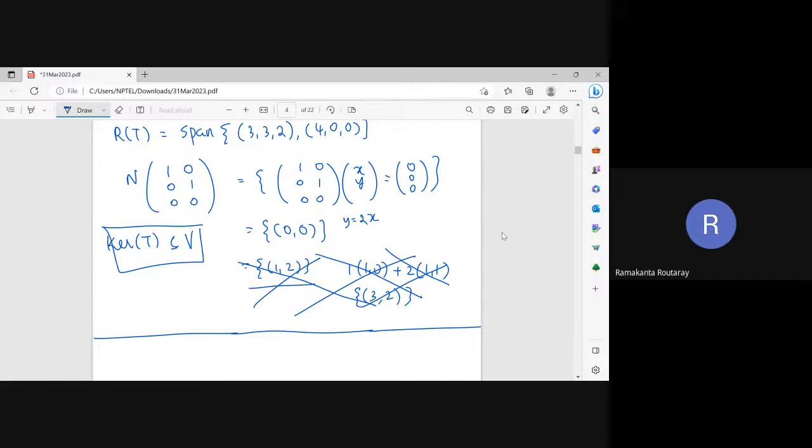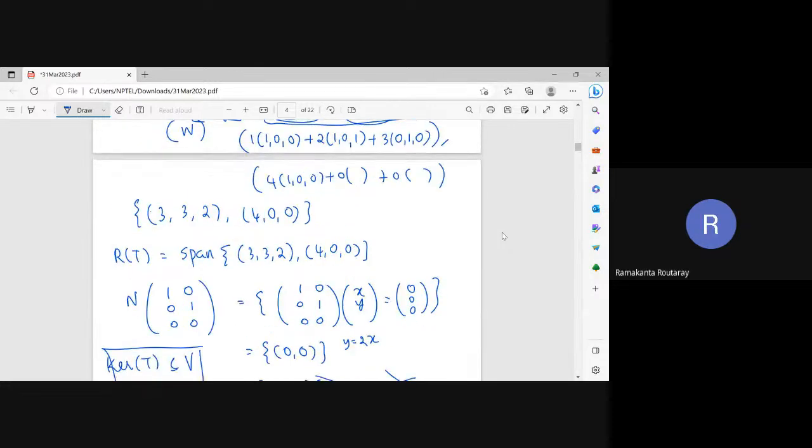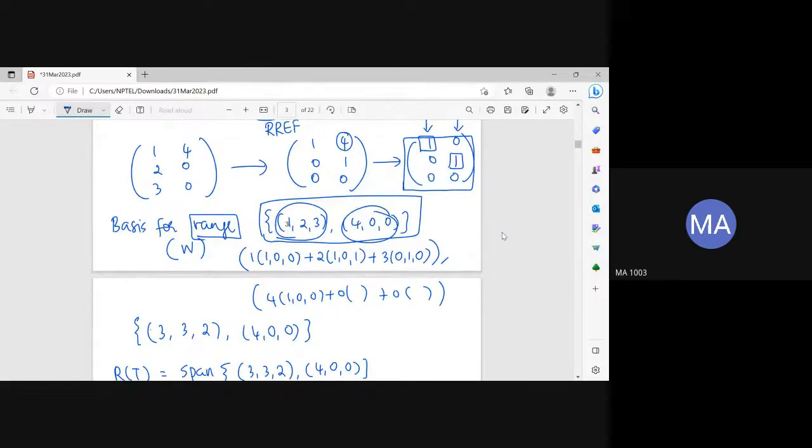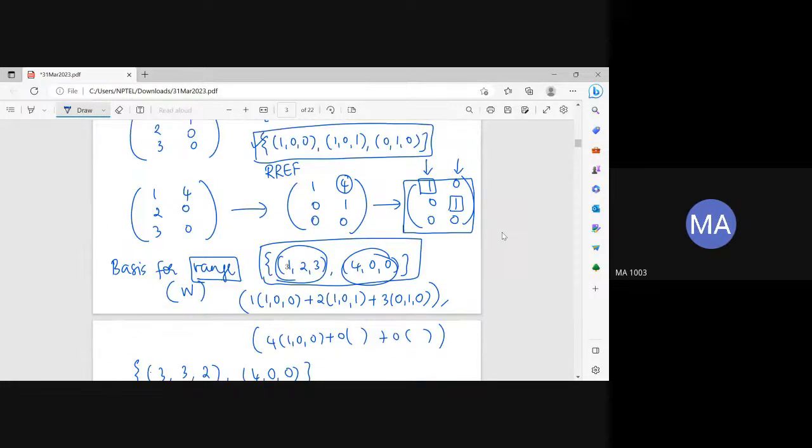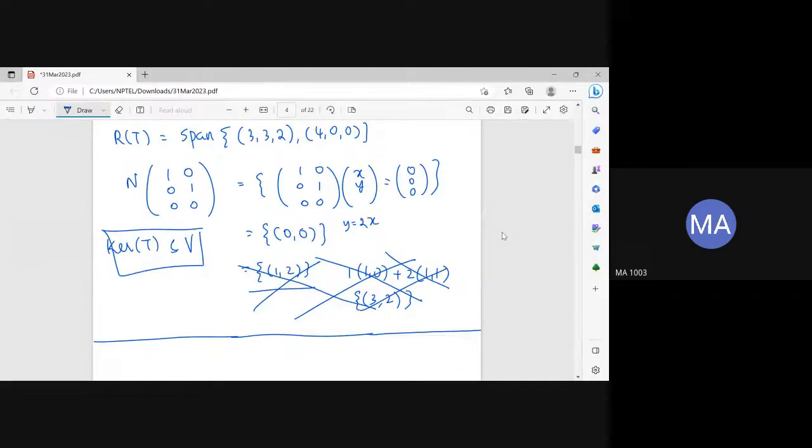Could you please scroll it up? This null space you got from the RREF, after converting. The reduced matrix has the pivoted columns 1, 0, 0, 1, and 0, 0, right? You find the null space for that. Here it turns out to be 0, 0, so you get x is equal to 0, y is equal to 0. But say, for example, the null space was y is equal to 2x. How will you write a basis for this? You will write x comma 2x. So 1 comma 2, right? A basis is 1 comma 2.